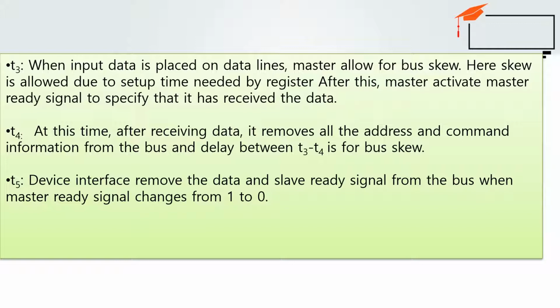T4. At this time, after receiving data, the master removes all the address and command information from the bus, and the delay between T3 and T4 is for bus skew. Some other device could change the address on the bus while the master ready signal is 1, so errors can be generated. T5. The device interface removes the data and slave ready signal from the bus when the master ready signal changes from 1 to 0. The input operation is complete.